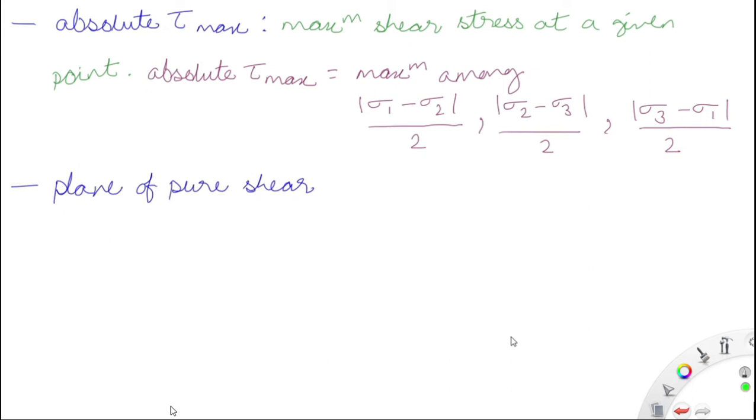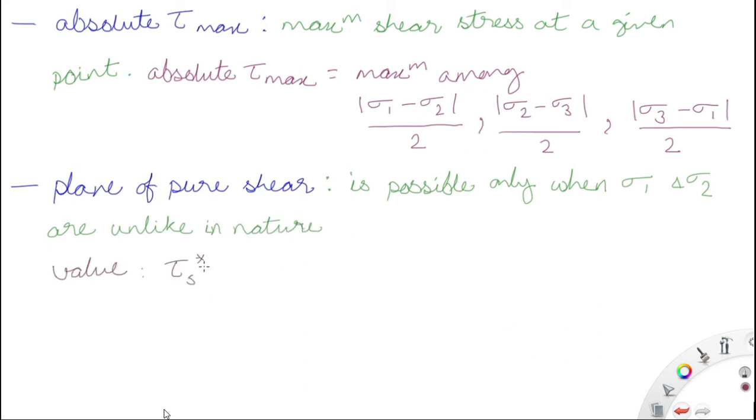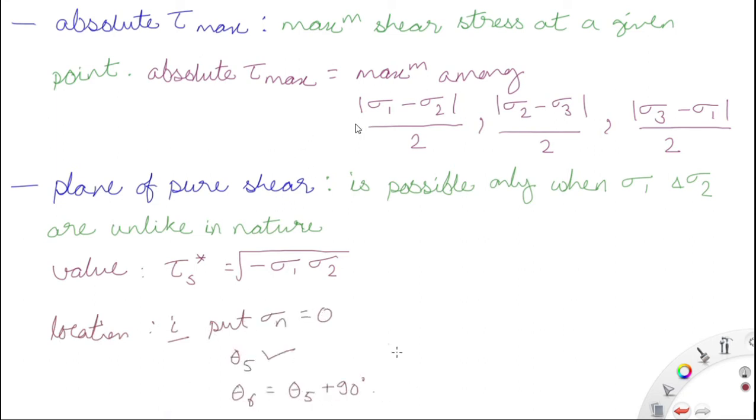Now absolute tau max is equal to the maximum among (sigma 1 minus sigma 2) by 2, (sigma 2 minus sigma 3) by 2 and (sigma 3 minus sigma 1) by 2. So absolute values of these; the modulus has been attached, so this will give only a positive value. So the modulus of (sigma 1 minus sigma 2) by 2, the modulus of (sigma 2 minus sigma 3) by 2, the modulus of (sigma 3 minus sigma 1) by 2. So this will give you the absolute tau max.